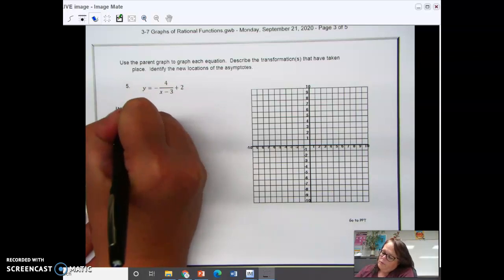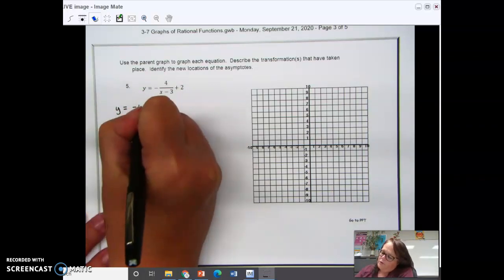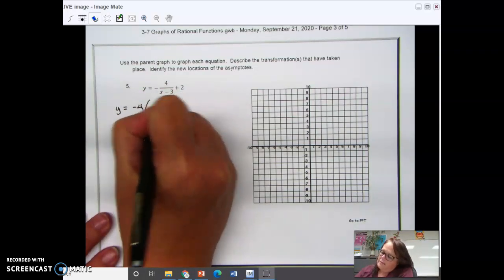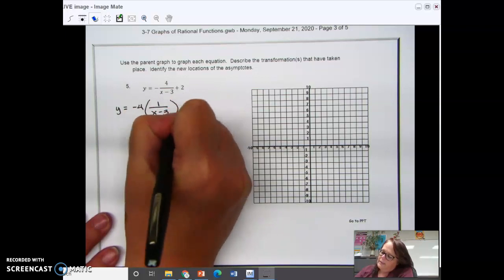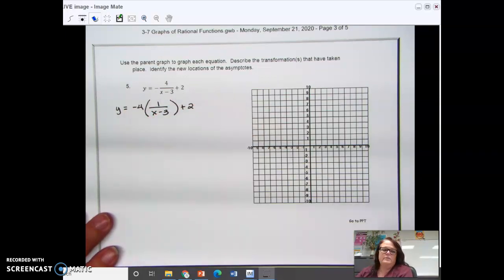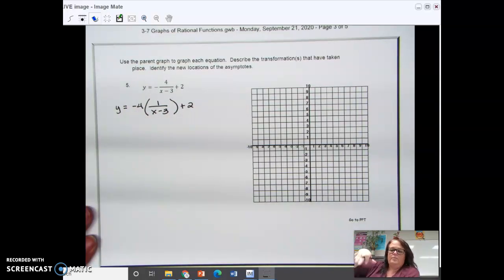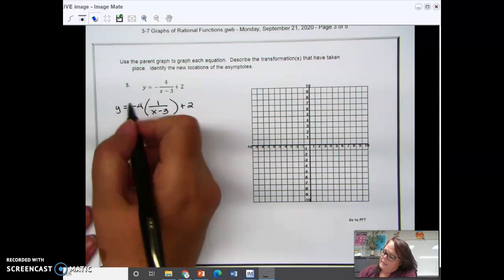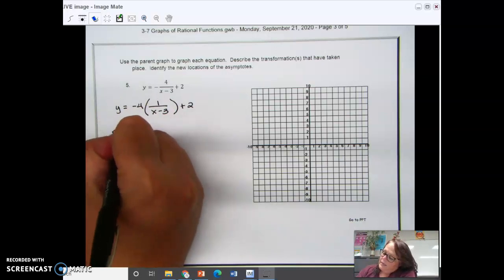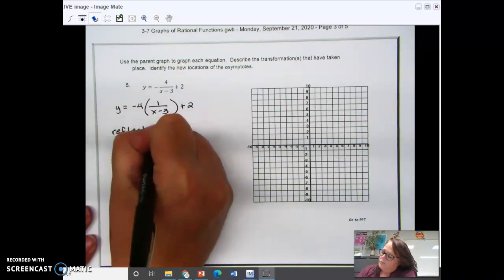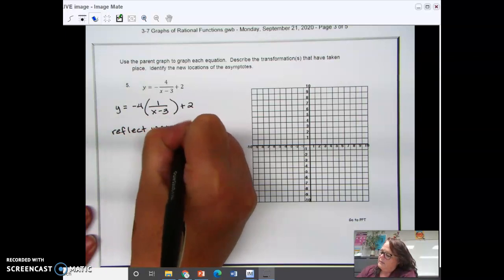So we're going to end up with y is equal to, and I'm going to move that 4 in the front. So we have negative 4 times 1 over x minus 3, and then plus 2 on the outside. So a negative on the outside is a vertical change. So remember, that's going to be across the x-axis. So it's going to be reflect with respect to the x-axis.